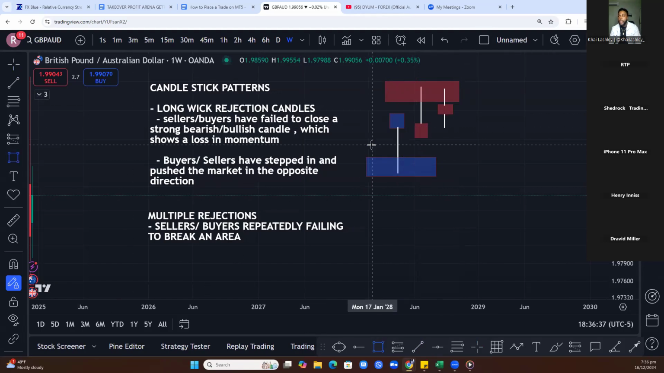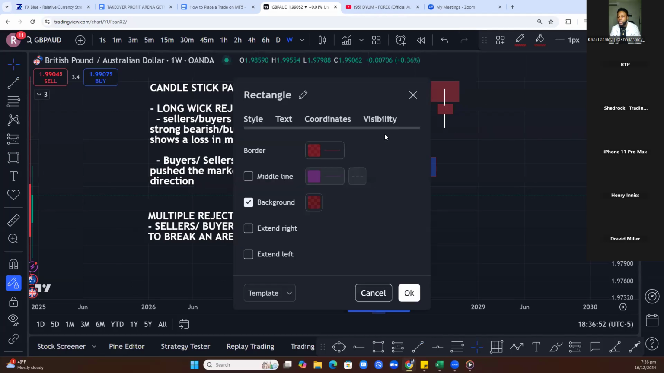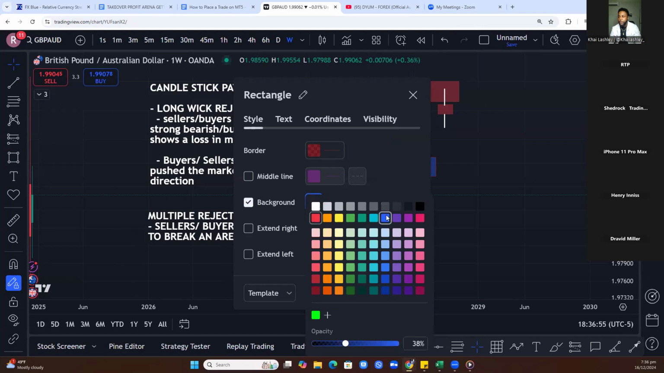Same thing on the bullish end, where we are getting those multiple rejections. So multiple wicks, it's a good sign for you as well. Those things we definitely want to see. Okay. Everybody following? All right.